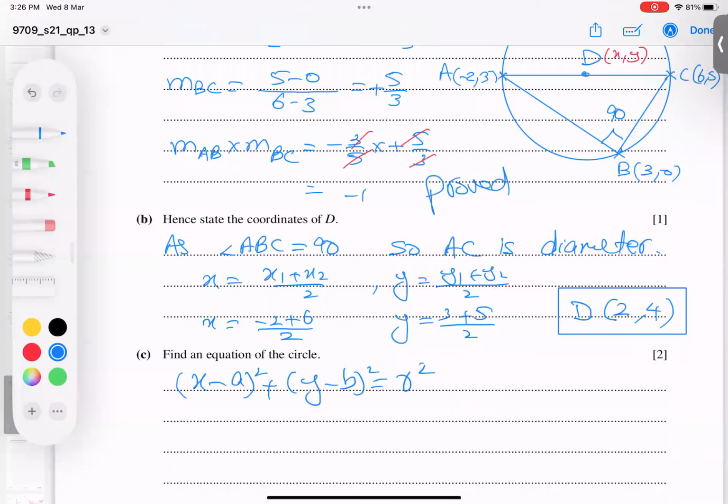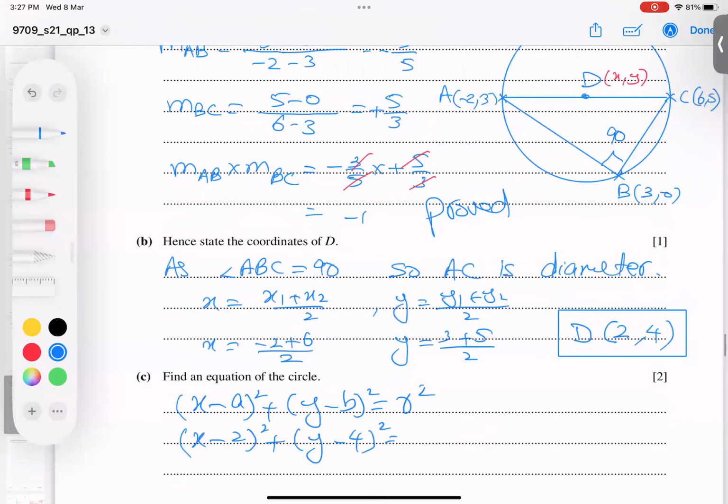And for your knowledge, the center D is given. So this 2 will go in the place of A and 4 will go in the place of B. So I'm writing it here like this and like this. The only thing left behind is the radius. And what is the radius? The distance between A and D, or D and C.